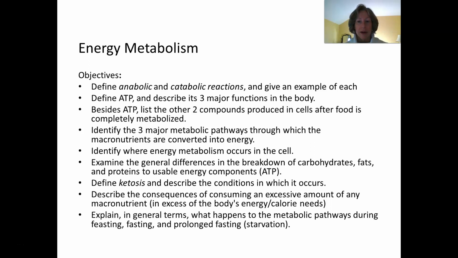Let's take a deep breath here, okay? So these are the only things I need you to know about energy metabolism. What are anabolic versus catabolic reactions? So one of these is a reaction in which you start with smaller things and you build larger molecules, and the other is the opposite. You start with larger molecules and you break them down into smaller ones.